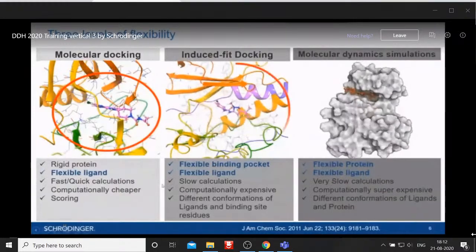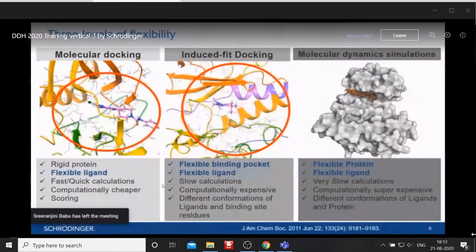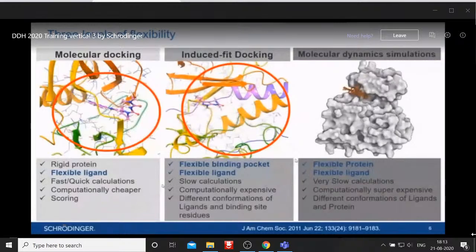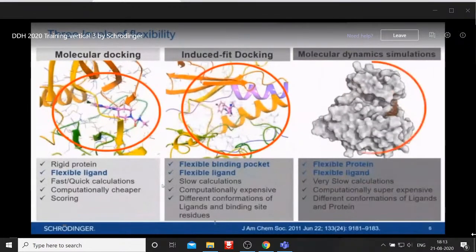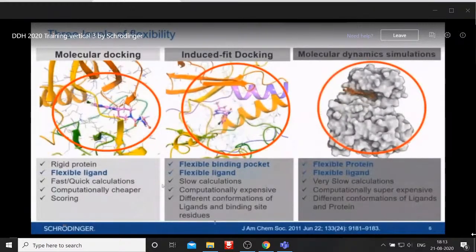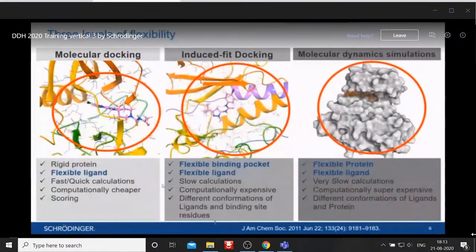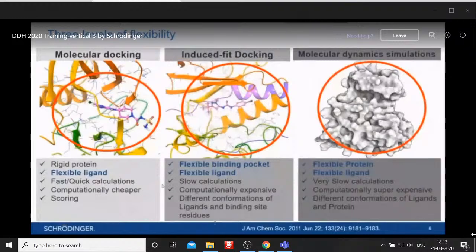But in another method, which is called induced fit docking, we can consider the binding pocket of the protein as flexible and the rest of the protein is still rigid. So that's another level of flexibility which we induce in the software. And the third level is molecular dynamic simulation, in which we basically consider everything. Everything means protein, ligand, water, ions, and whatever is present in the biological system as flexible.